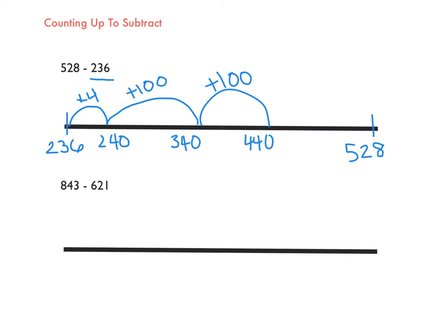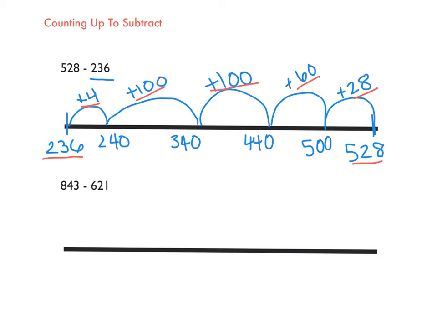So let's see, we need to get closer to 528 now. If I added 60, I will get to 500, and then between 500 and 528, I know there's 28. All right, now all of these numbers together were able to get me to count up to 528. So if I add up all of these, I'll have my difference between 236 and 528.